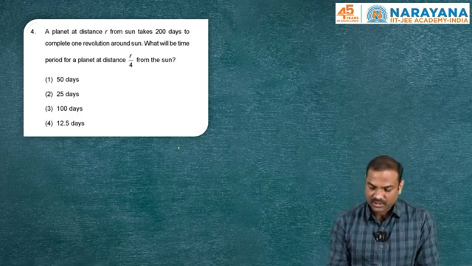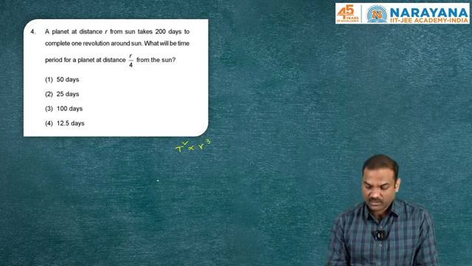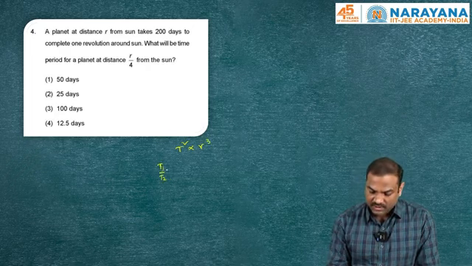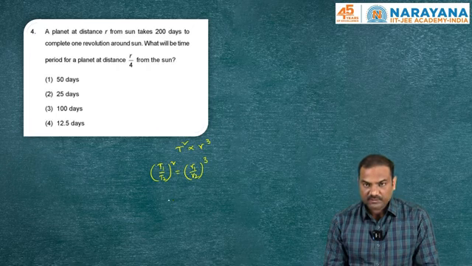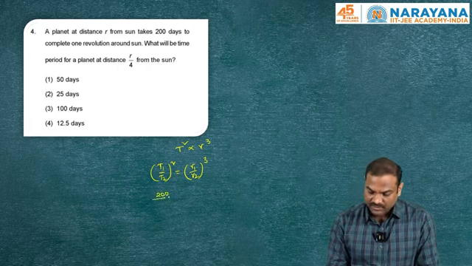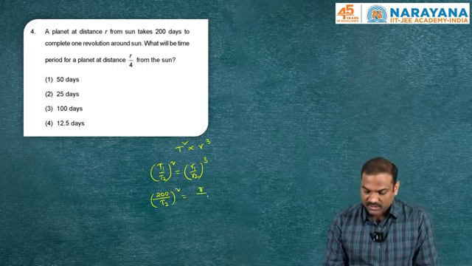So what is the relation between time period and distance? T square is proportional to r cube. So let us go with (t1 by t2) whole square is equal to (r1 by r2) whole cube. Okay, so t1 they have given as 200 and the t2 value we need to find out, whole square is equal to r1 value is r and r2 value is r by 4.